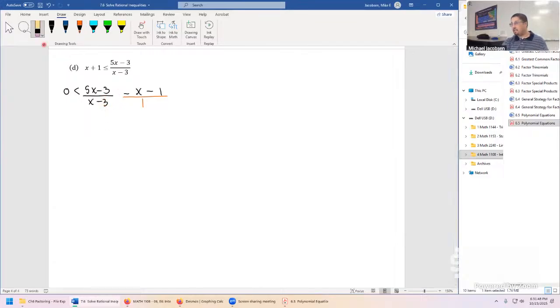Another approach would be you can write out one additional step and go 0 less than 5x minus 3 over x minus 3. Let's just factor out a negative sign from this entire group. You'll have negative x plus 1. Then make it over 1, and now it's less of an issue. We forced a sign right inside there.